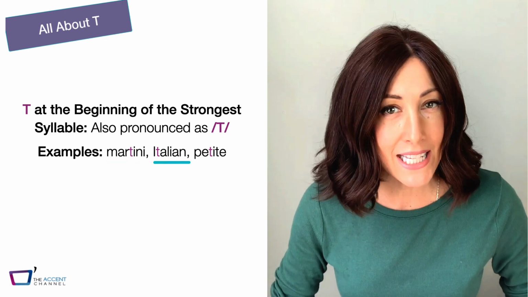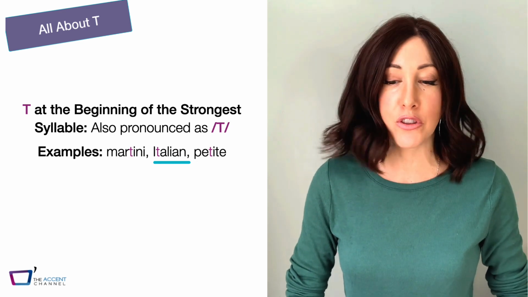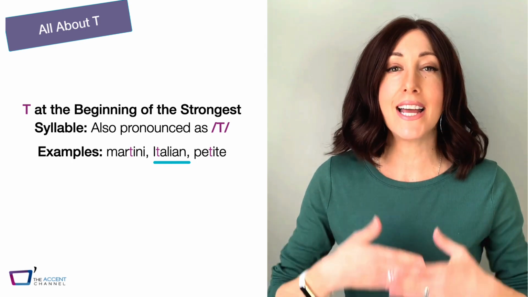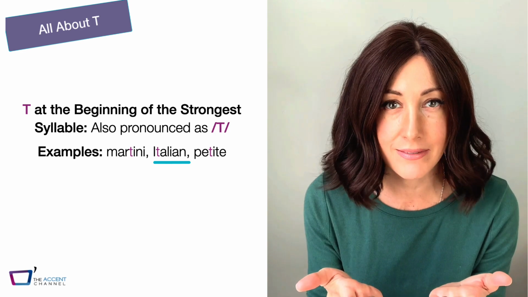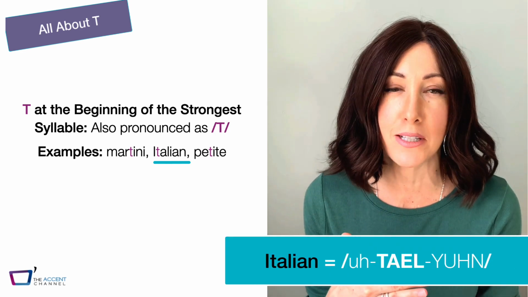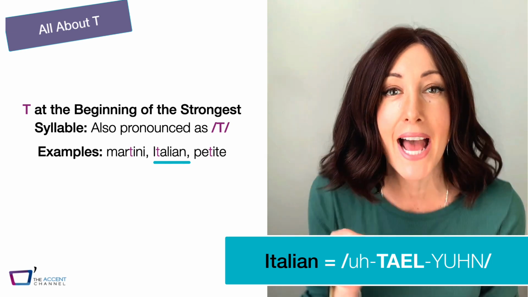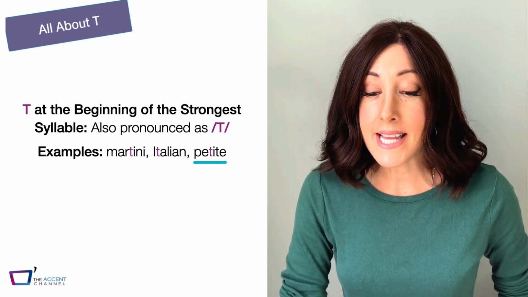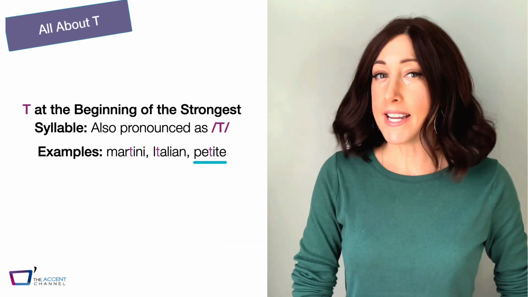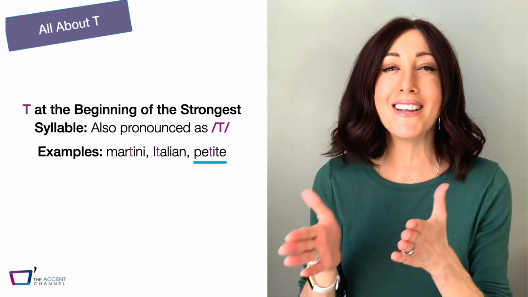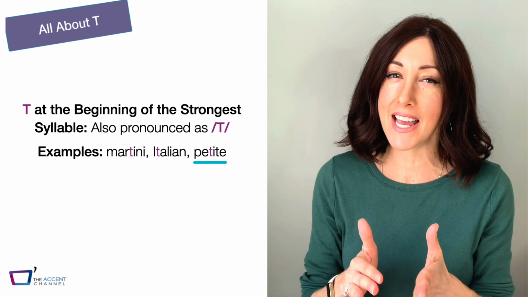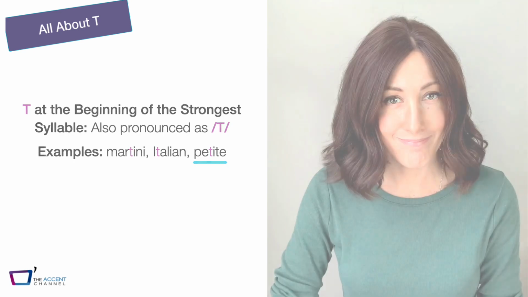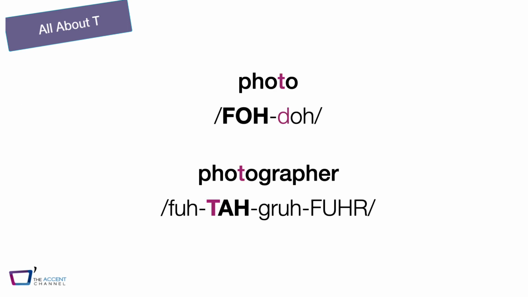We say Italian, not Italian, even though that would fit the rule. This is an exception because T is at the beginning of the strongest syllable. We say Italian. Actually, it's more like Italian because that's an unstressed syllable. So really rush that first syllable, make it an Italian, and pop that T with that puff of air. We say petite, not petite, even though that would fit the rule. This is the exception. T is at the beginning of the strongest syllable. We say petite, petite.